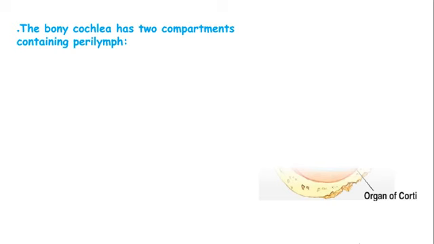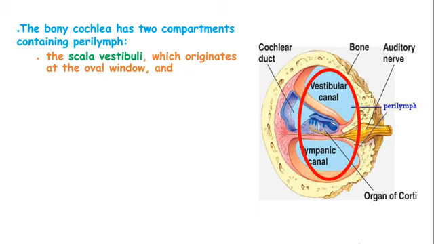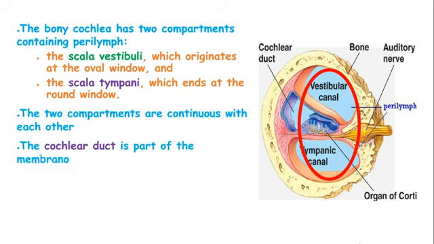The bony cochlea has two compartments containing perilymph: the vestibular canal or scala vestibuli, which originates at the oval window, and the scala tympani or tympanic canal, which ends at the round window. The two compartments are continuous with each other, and the cochlear duct is part of the membranous labyrinth and is triangular in shape.